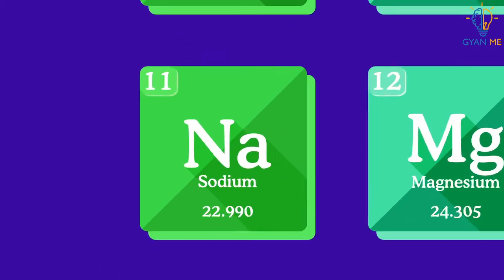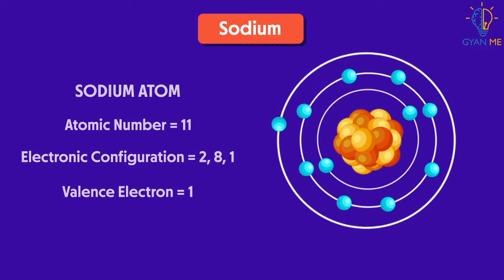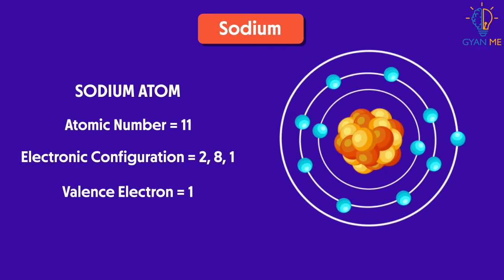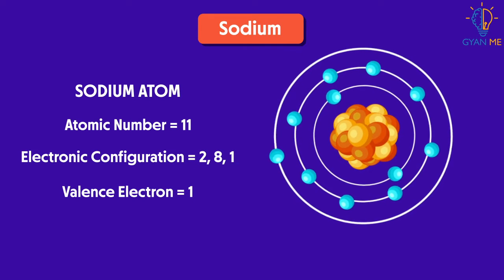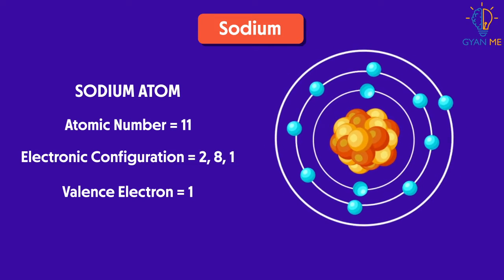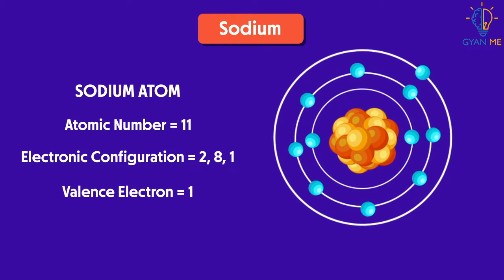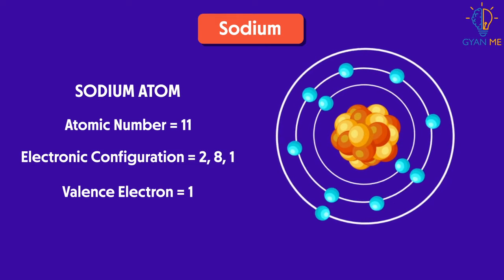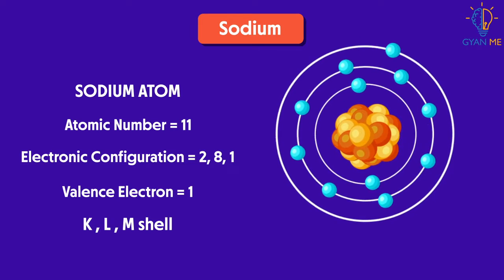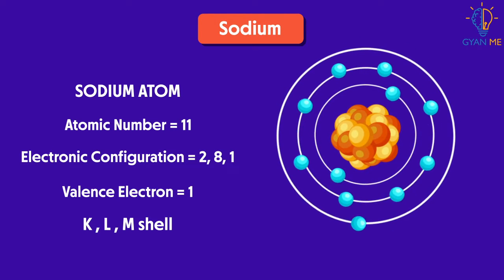Similarly, sodium metal has 11 electrons in its atom. So its electronic configuration is 2 electrons in first orbit, 8 electrons in second orbit, and 1 electron in the last orbit. That is 2, 8, 1 electrons in K, L, M shell respectively.